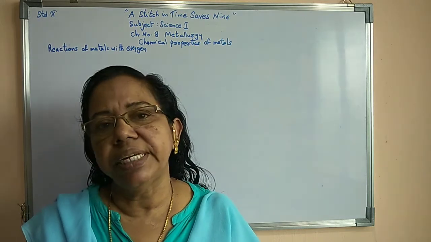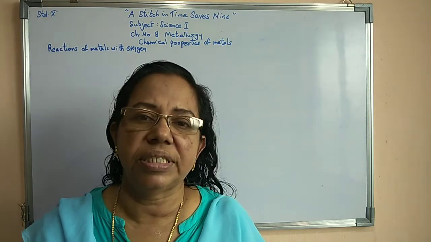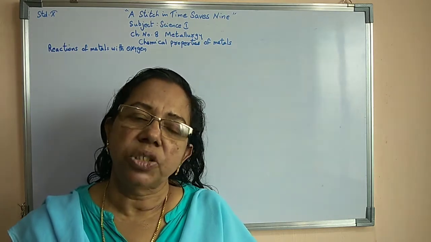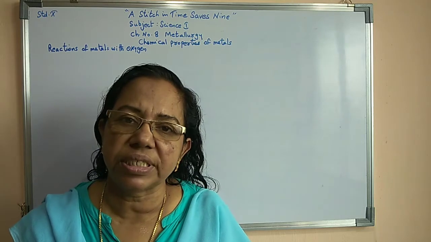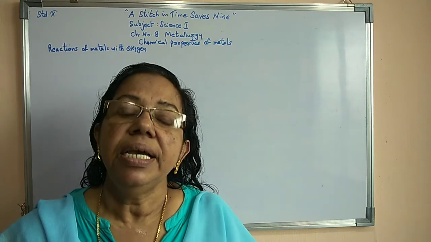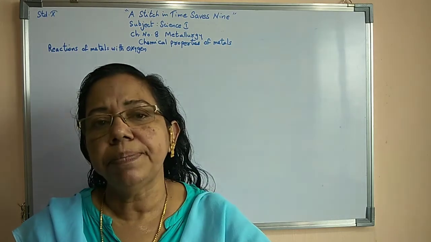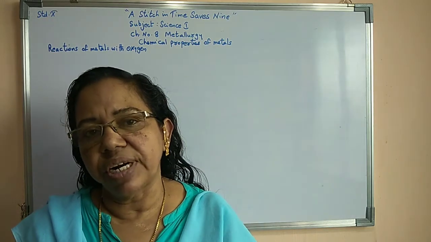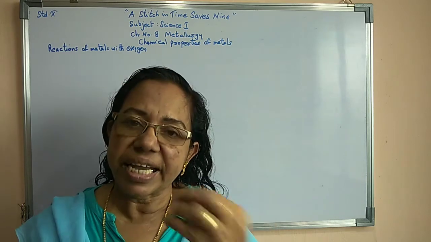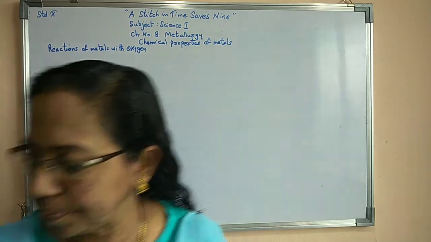Now we are going to study the reaction of metals with oxygen. With the help of two examples we will study: the reaction of sodium with oxygen and the reaction of magnesium with oxygen, and their oxides' reaction with water. That means when sodium oxide reacts with water, which compound is formed, and when magnesium oxide reacts with water, which compound is formed. That also we are going to study.